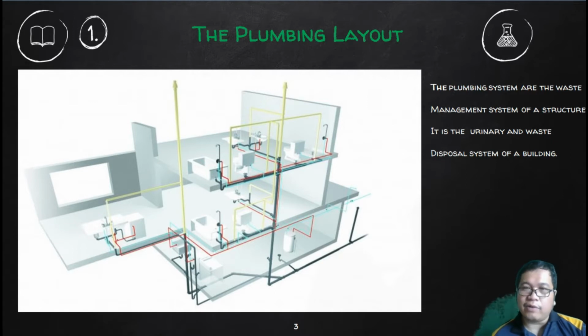In my subject, we're going to look at the plumbing layout and how it is drawn in the context of your drawings or construction documents. So at least you have a basic idea of what's in the plumbing plans. The plumbing system or waste management system, when you compare it with the anatomy of the human body, is the urinary and waste disposal system. Okay? So we'll only have two lectures this week.